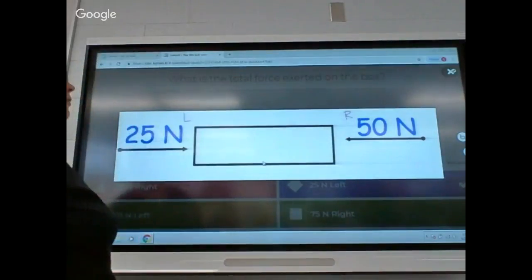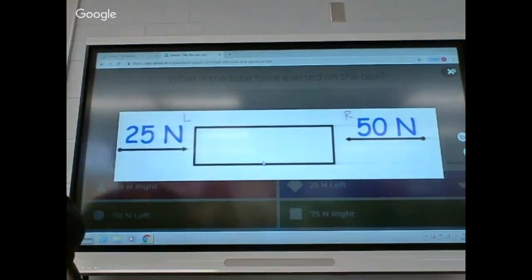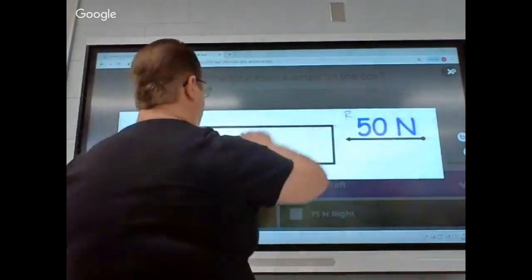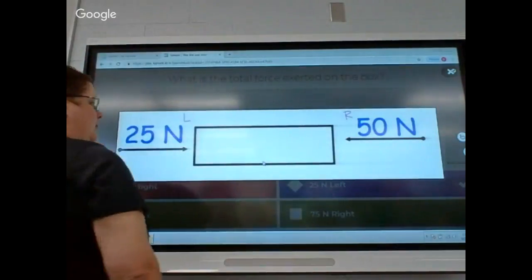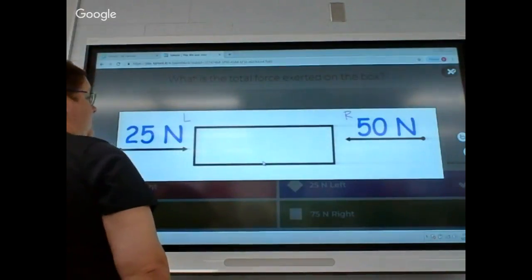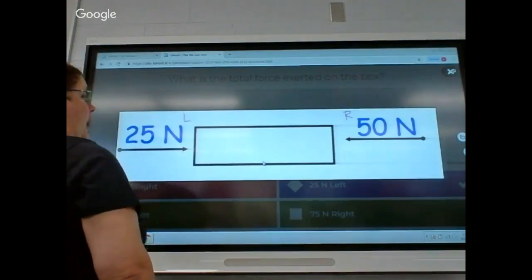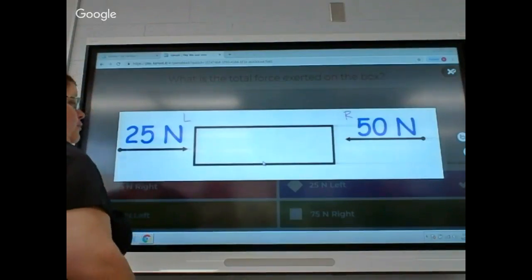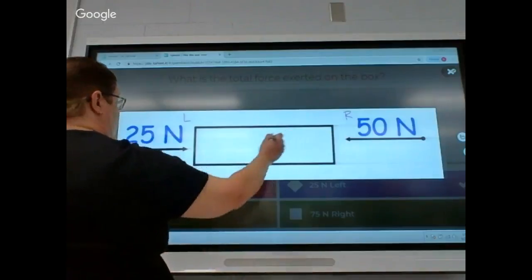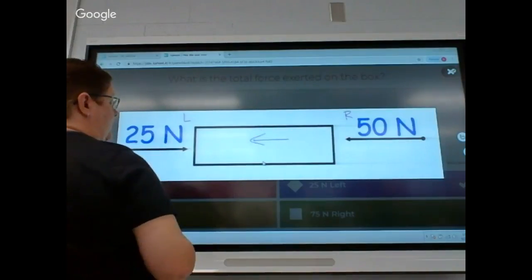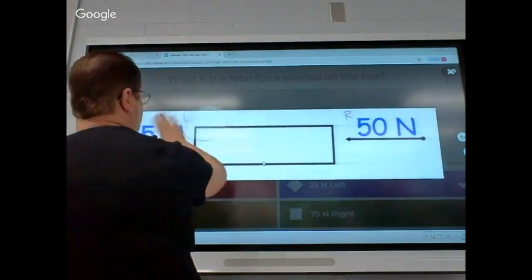All right, so first of all, for those of you who don't know, 25 newtons this way and this way. Are they going to add or subtract? They're going to subtract. So 25 minus 50 is what? 25. Which one's bigger? It's pointing this way, so it's what? It's pointing left. So 25 newtons to the left.